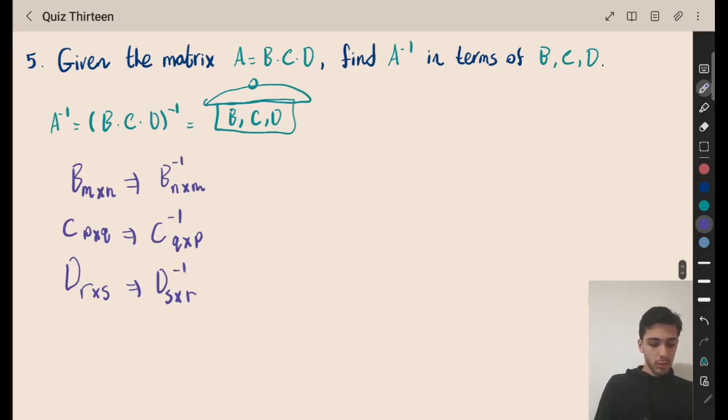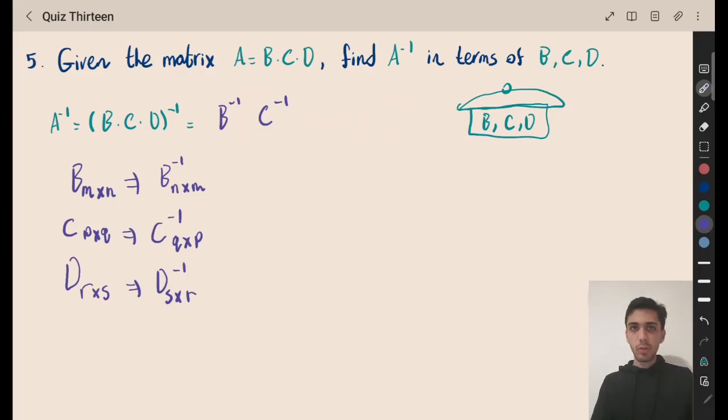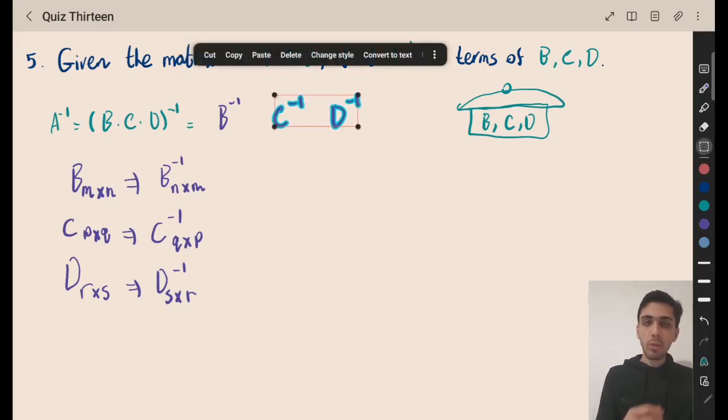This is the inverse. Now, I think it is a good idea to try to see how we can properly define this. If we compose the maps, let's assume the answer will be B inverse, C inverse, let's say even D inverse. Maybe this is the answer, we don't know. How do we check this?